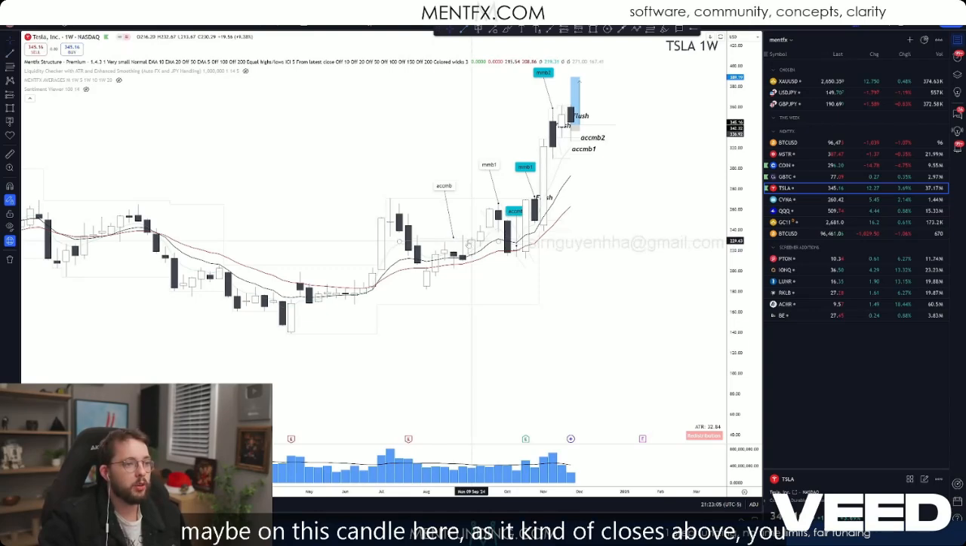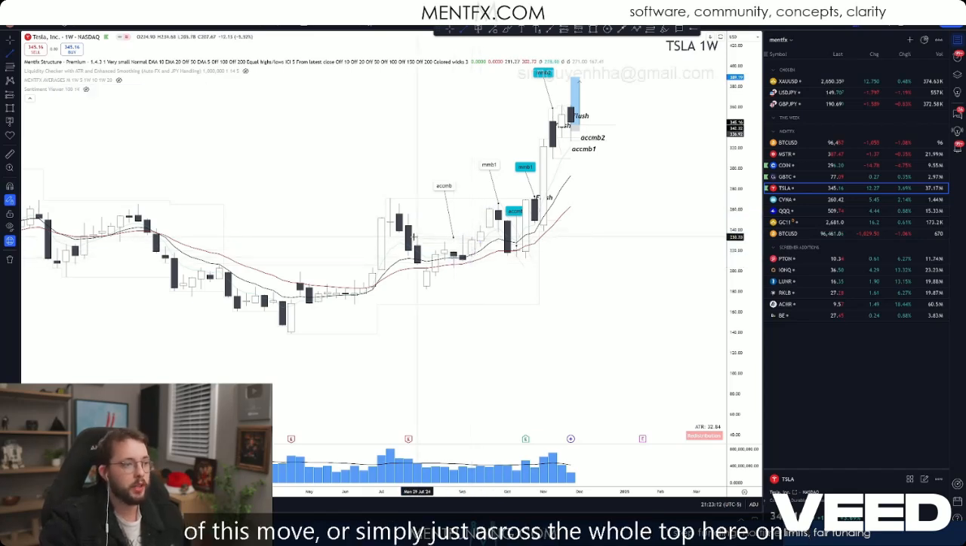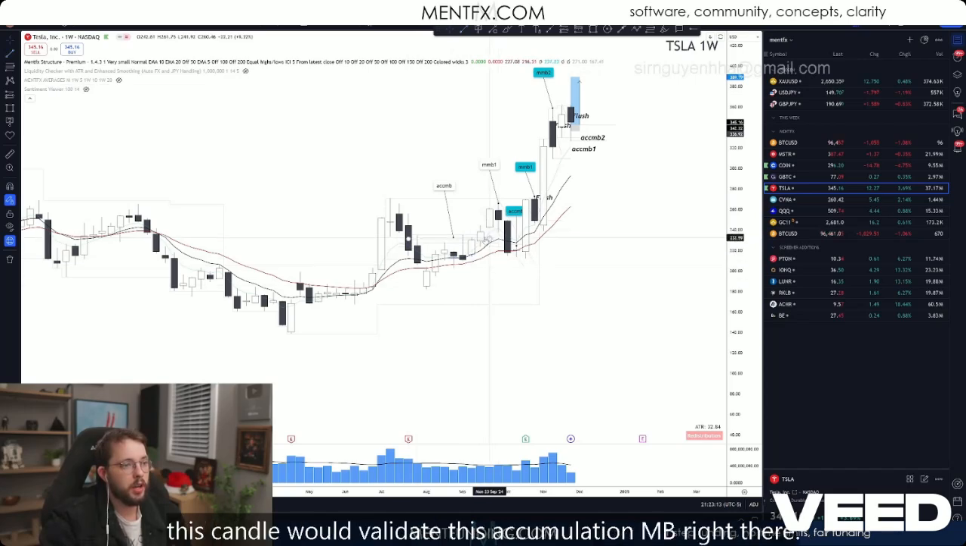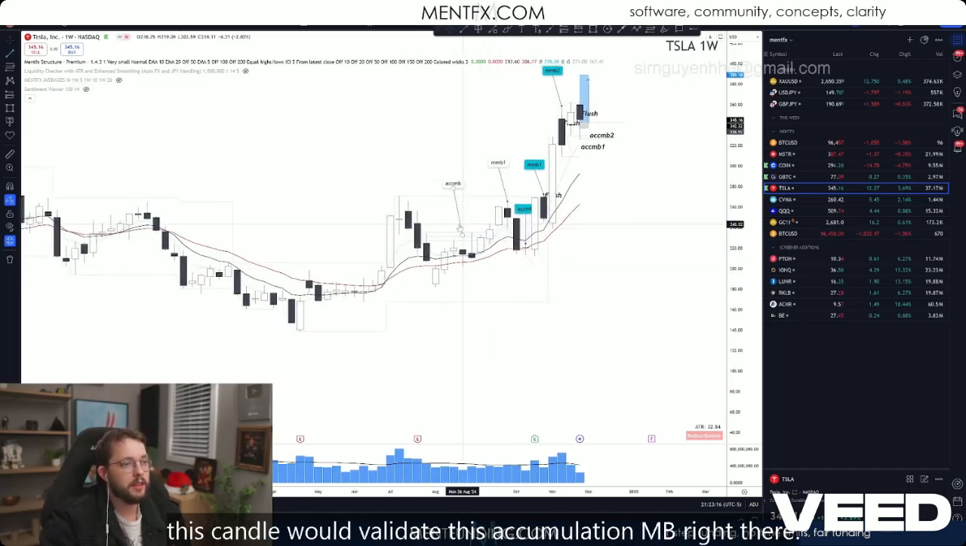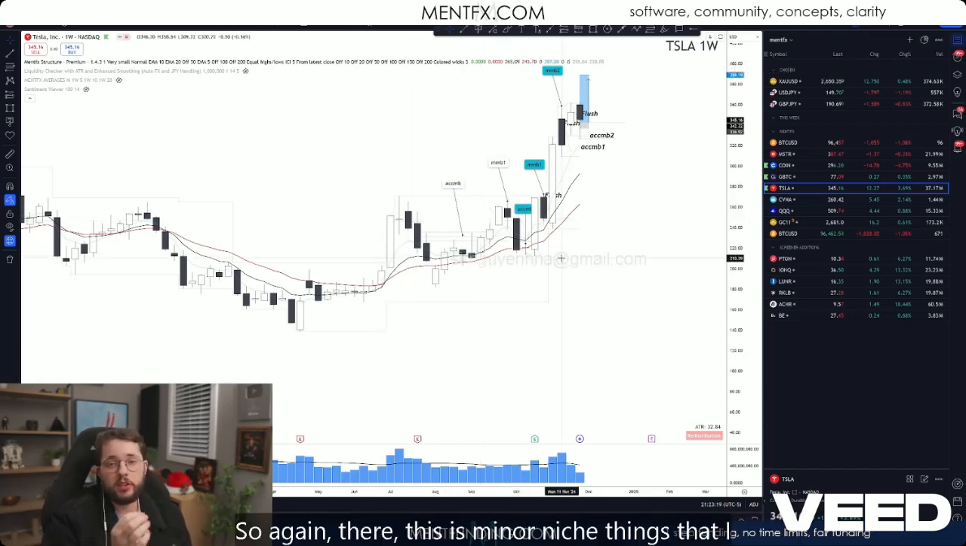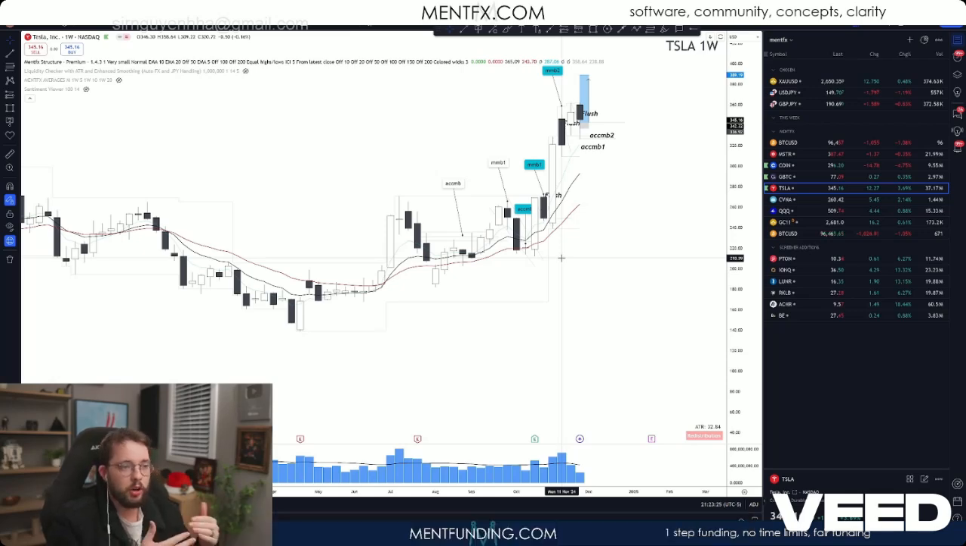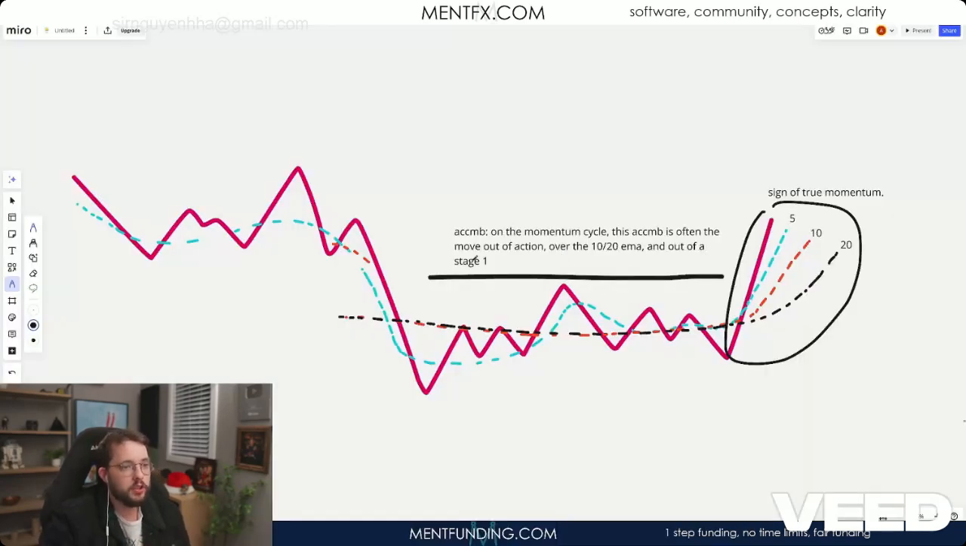So maybe on this candle here, as it closes above, you might be looking at this as an MMB1 to maybe catch some of this move, or simply just across the whole top here, this candle would validate this accumulation MB right there. So again, these are minor niche things that I personally do to understand what price is doing as it's moving from stage 1 to 2 across cycles, but the momentum cycle starts like that.